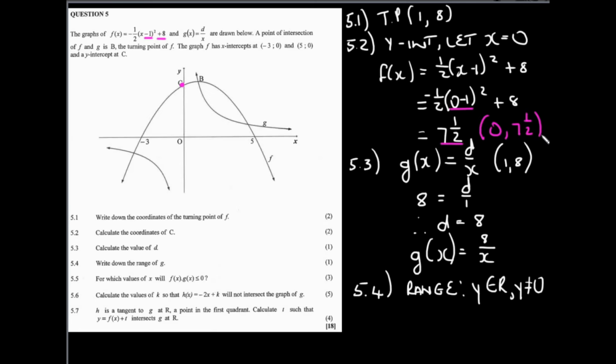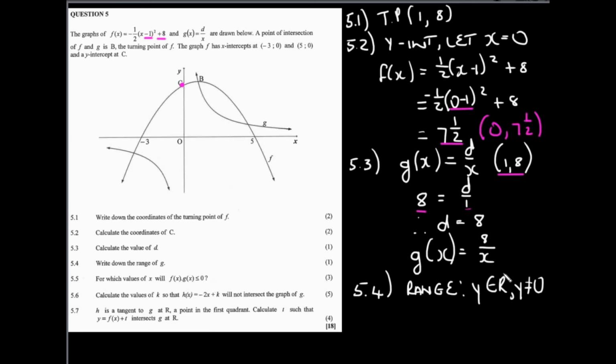5.3, they ask us to calculate the value of d. Now, what we need to take into consideration here is that this hyperbola doesn't have a p and a q value. So what we need to do is, we have g(x) is equal to d over x. All we need to do is substitute a point on the line, and we have 1 and 8 as a point on the line because it intersects with the parabola. So we substitute 1 for x and 8 for y, and we see that d is equal to 8. And so g(x) is equal to 8 over x.